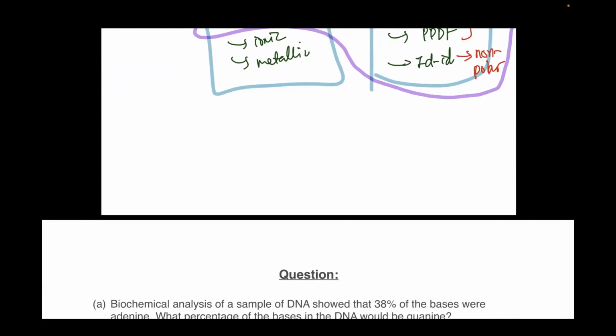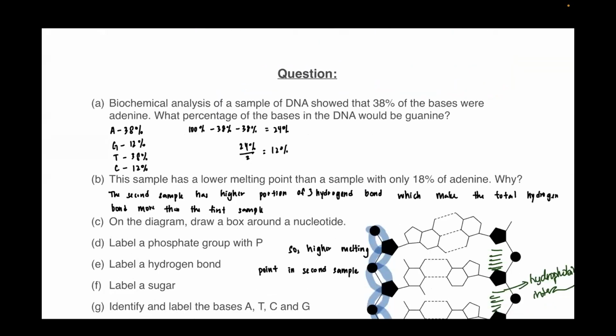12%. Okay, because if you have 38% adenine, adenine would pair with the thymine, so thymine would also be 38%. In that case, that would be a total of 76%. So the remaining 24% would be guanine and cytosine. Then you divide that by 2, and you get 12%.